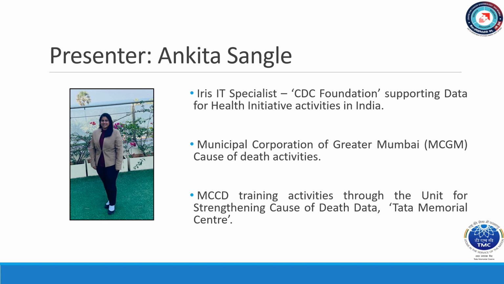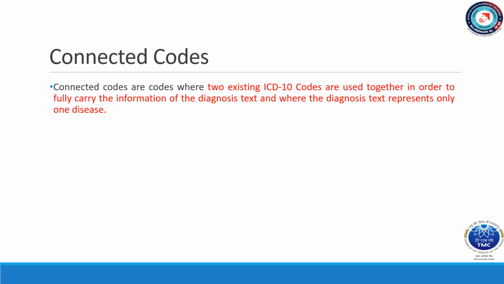In this quick video, I'm going to explain the use of connected codes and coding flags in the Iris automated ICD-10 coding system. Starting with the concept of connected codes. They are the codes used where two existing ICD-10 codes are used together in order to fully carry the information of the diagnosis text, and where this diagnosis text represents only one disease.